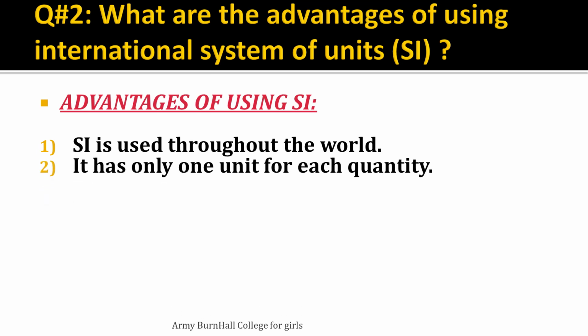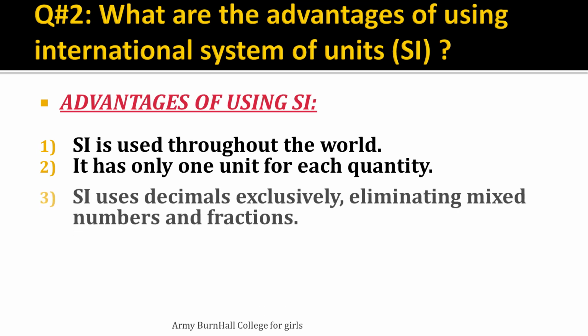It has only one unit for each quantity. Why is it an advantage? It means that it is never necessary to convert from one unit to another within the system. Okay, we have prefixes, but just one unit for each quantity. For example, for length we have the meter, no other unit. Centimeter, millimeter, kilometer are prefixes with meter, but we don't have to convert from one unit to another, so you don't have to learn different values for interconversion.